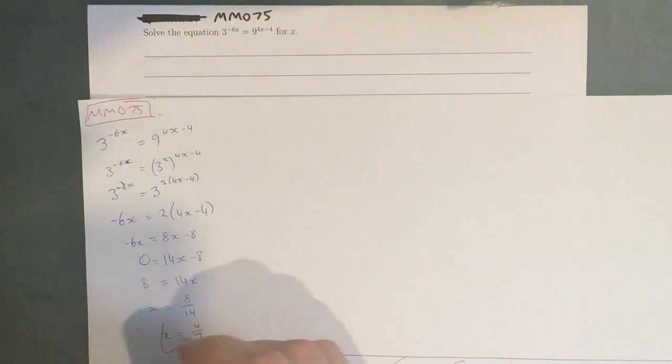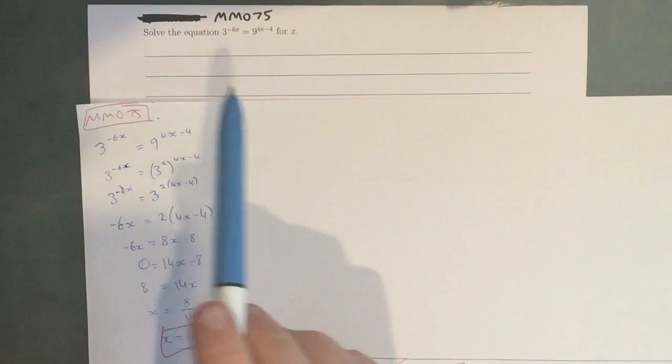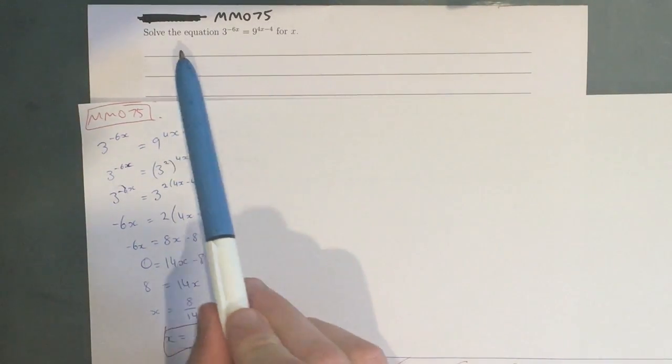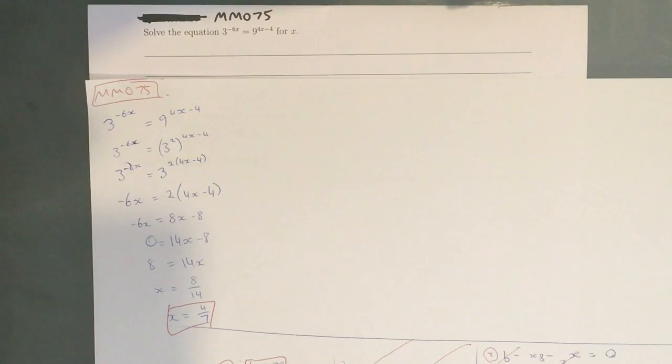So this is our final answer, and what we want to do now is read the question and make sure that we've got it right, and make sure that we've actually answered the question. Solve the equation for x. We've got x equals 4 on 7. Yeah, that's all good. That means we've answered the question.